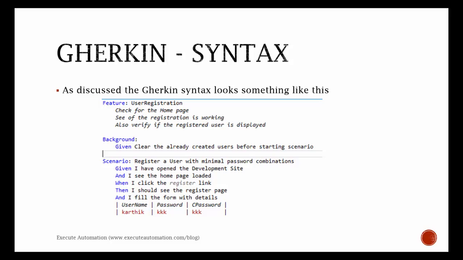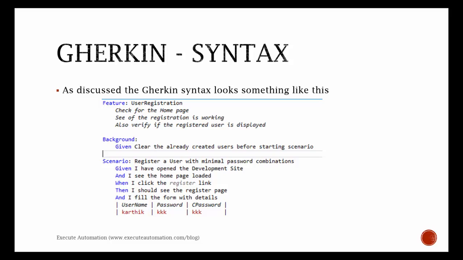Let's take a close look at the scenario. The scenario says, register a user for me with minimal password combination, which is pretty understandable for both QA and automation test engineers. And it also says, given I have opened a development site and I see the home page loaded. When I click the register link, I should see the register page. When I fill the form with the details like username, password, and C password. So here, the C password is the confirmation password. When I fill this form, the registration should happen, right? So this is the scenario.